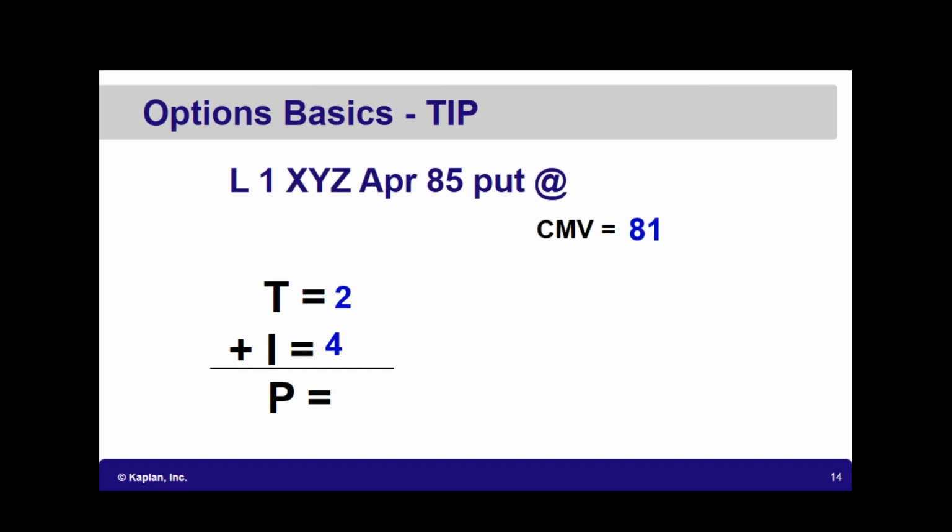Now, once again, I pulled the time value right out of the hat. I just wanted to make it 2. Did I calculate anything? No. What did I do? I just gave it to you. But if you remember the tip, time value plus intrinsic value equals your premium. So I know that this one XYZ April 85 put is trading at a premium of 6.